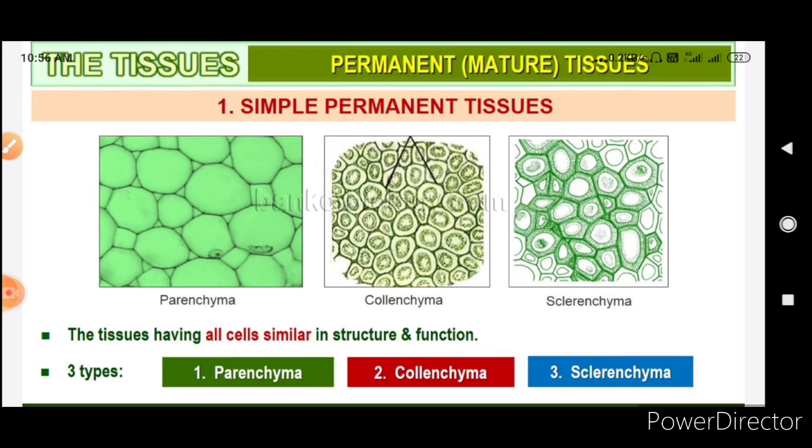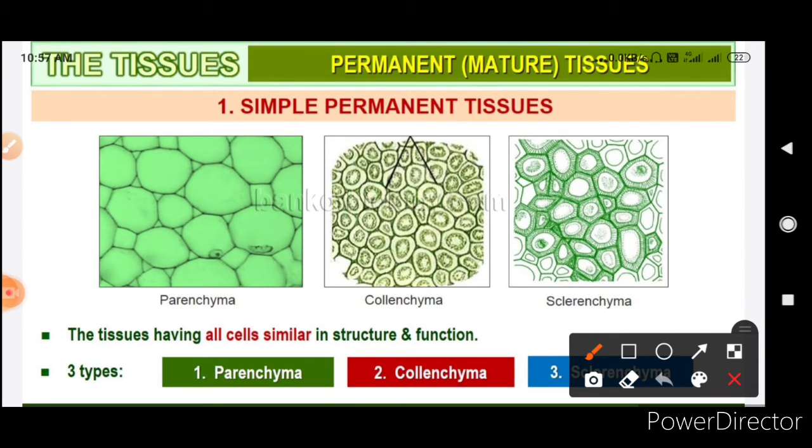Now we'll learn about the simple permanent tissue. Two types of permanent tissue were there, simple and complex. So now we are learning about the simple permanent tissue. These tissues have all cells similar in structure and function, and they are of three types: parenchyma, collenchyma and sclerenchyma. Parenchyma you can see here in the diagram, collenchyma is this type and sclerenchyma is this type.